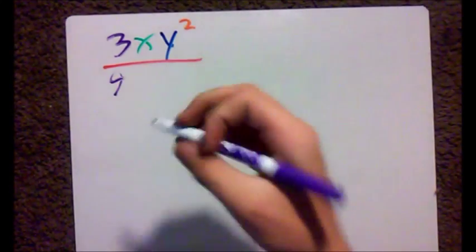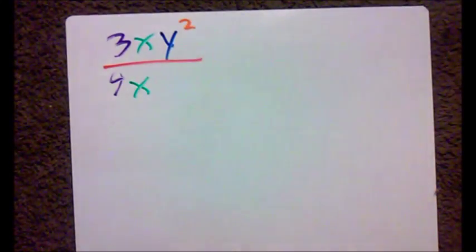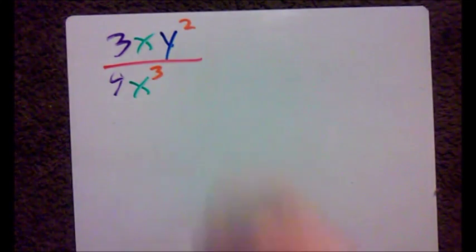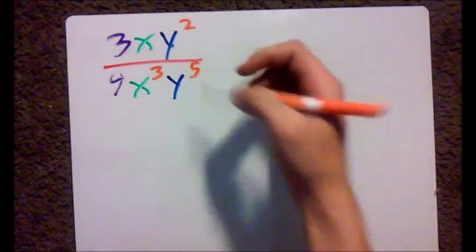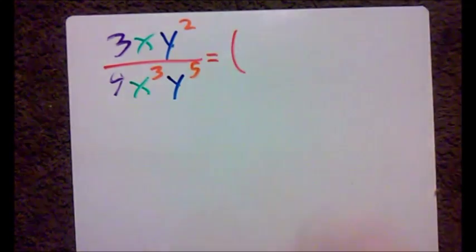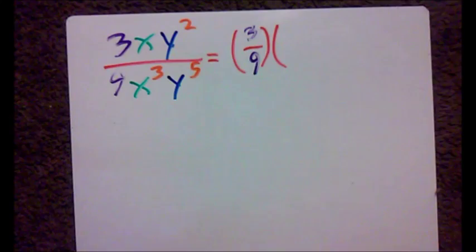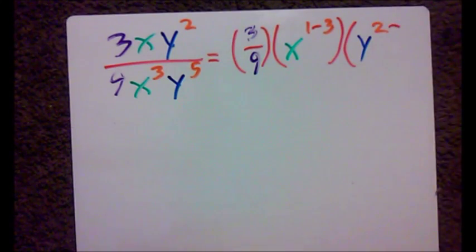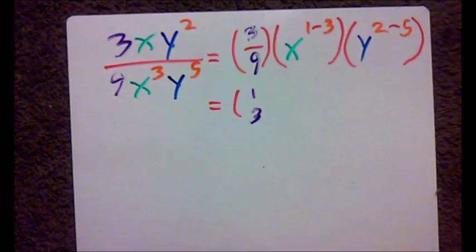Here's an additional example of dividing variables that have exponents. But in this example, the exponents in the denominator are larger than the exponents in the numerator. Our example would be 3x times y squared all over 9x cubed times y to the 5th power. Divide the coefficients first. 3 divided by 9 is 1/3. X divided by x cubed is x to the negative 2nd power. Y squared divided by y to the 5th power is y to the negative 3rd power.